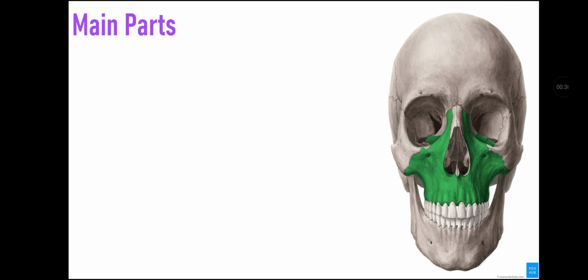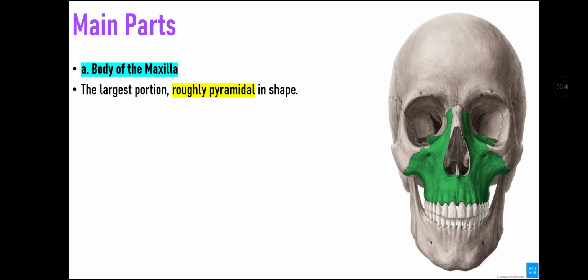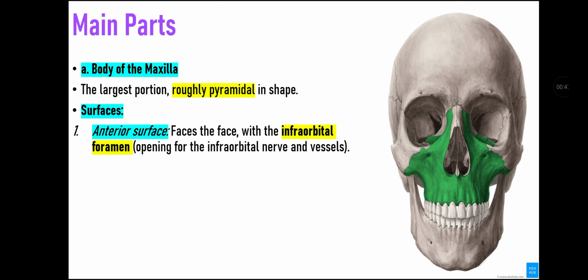mouth. It has the following parts: body of maxilla, that is the largest portion, that is roughly pyramidal in shape, and then it has surfaces. The anterior surface faces the face, with the infraorbital foramen, that is the opening for the infraorbital nerve and vessels.